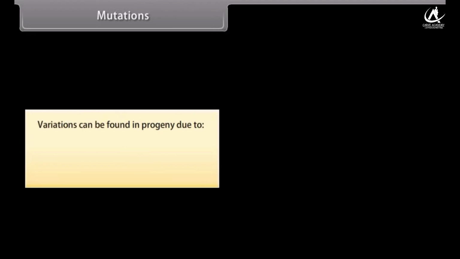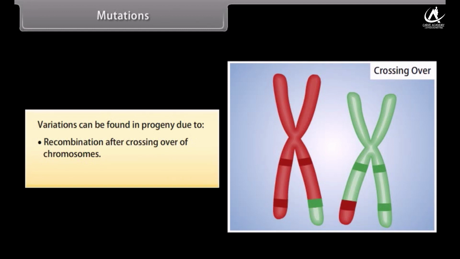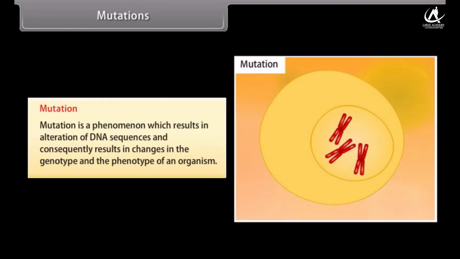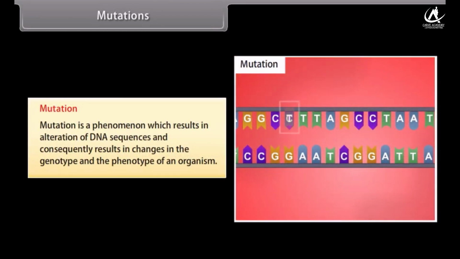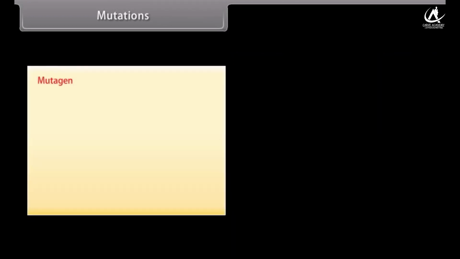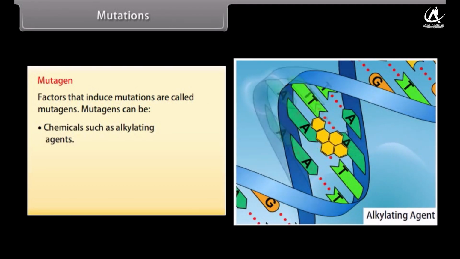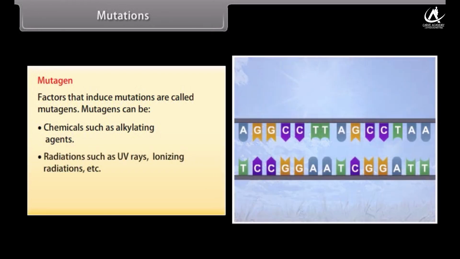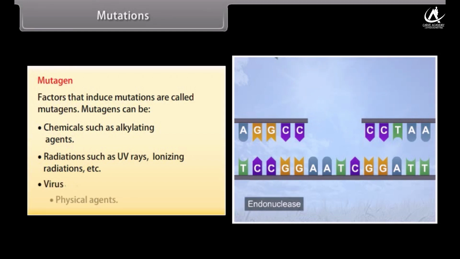Mutations. Variations can be found in progeny due to: number 1, recombinations after crossing over of chromosomes; number 2, mutations. Mutation is a phenomenon which results in alteration of DNA sequences and consequently results in changes in the genotype and the phenotype of an organism. Mutagen: factors that induce mutations are called mutagens. Mutagens can be chemicals such as alkylating agents, radiations such as UV rays and ionizing radiations, viruses, and physical agents.